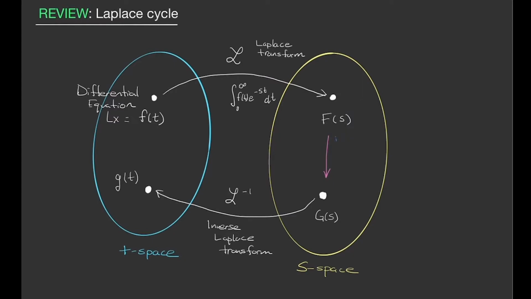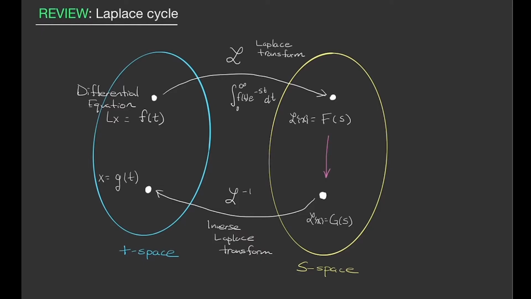We then algebraically manipulate to get a different expression in terms of s. Then we take the inverse Laplace transform, and we end up with a g of t. Said another way, we get Laplace of x is equal to some f of s. We can rewrite it, and then we take the inverse Laplace transform, and we get that x is equal to g of t. So we were able to take a differential equation and find its solution.